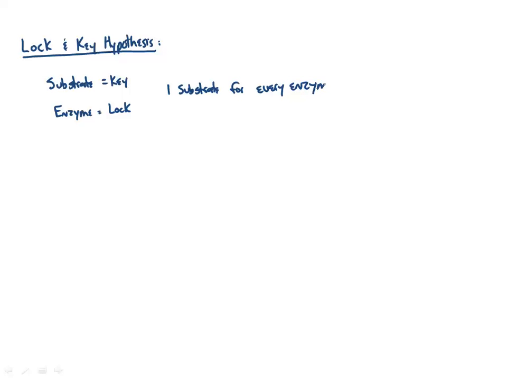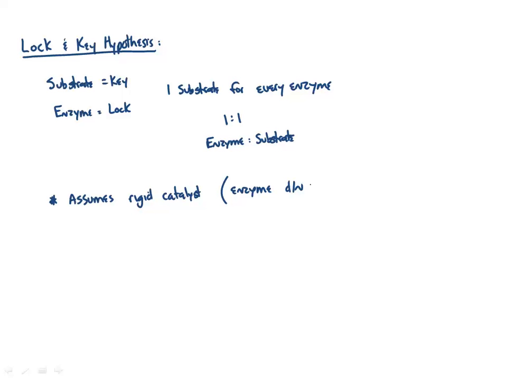Or that basically there's a 1-to-1 ratio of enzymes to substrates. And I'm not saying that in the body there's a 1-to-1 ratio of the number of molecules. I'm simply saying that idea of specificity, where one is very specific to the other. Now, this was an early model, and it had one flaw in that it assumes a rigid catalyst. In the early models, the enzyme did not change shape.